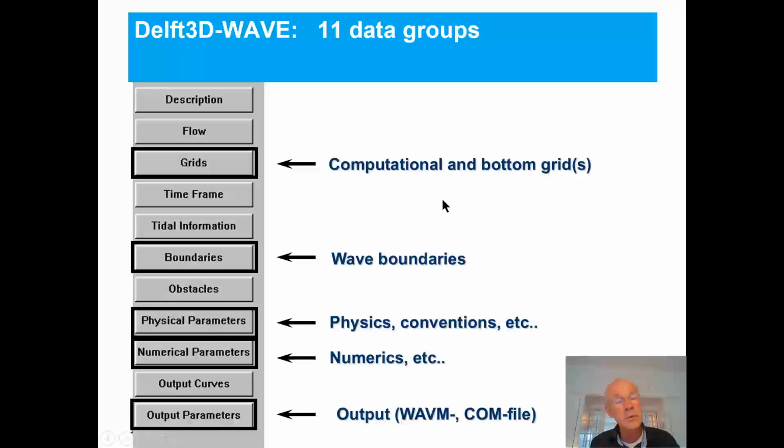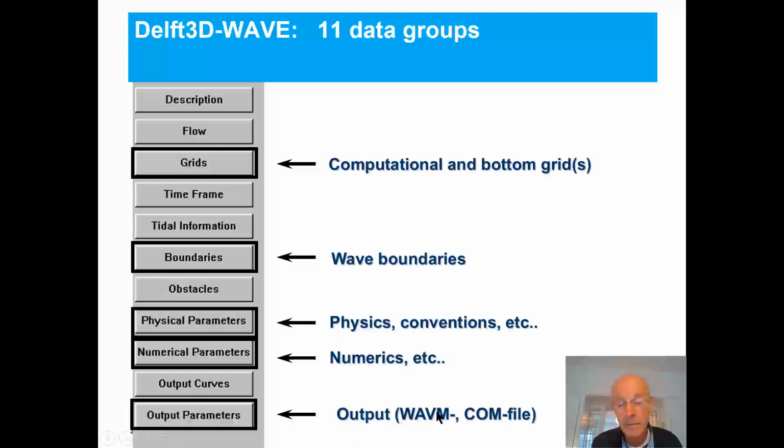The most important thing in setting up a Delft3D wave is the computational and bottom grids, and the wave boundaries. What do you put there? How do you represent the physics, and how do you define your wave parameters? How do you set your numerics, and what kind of output do you create?